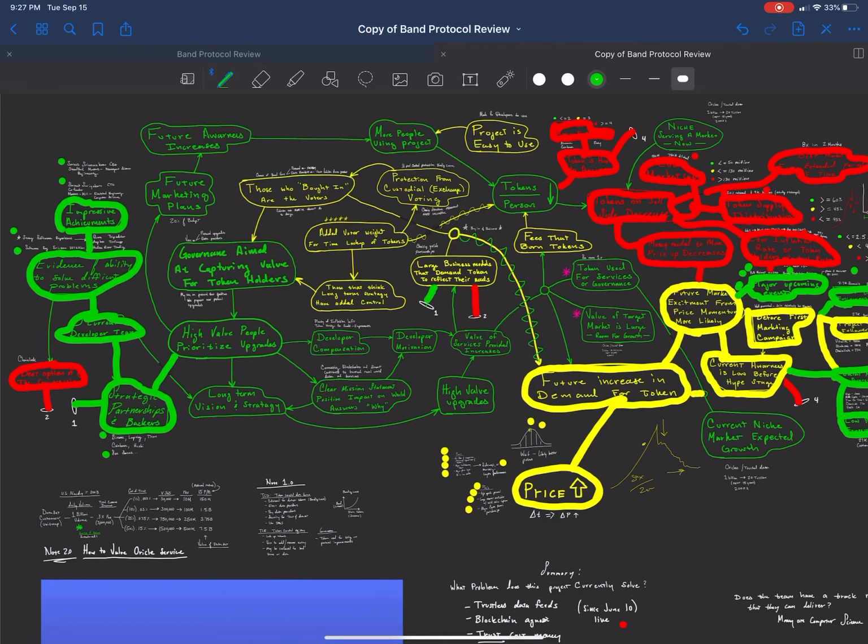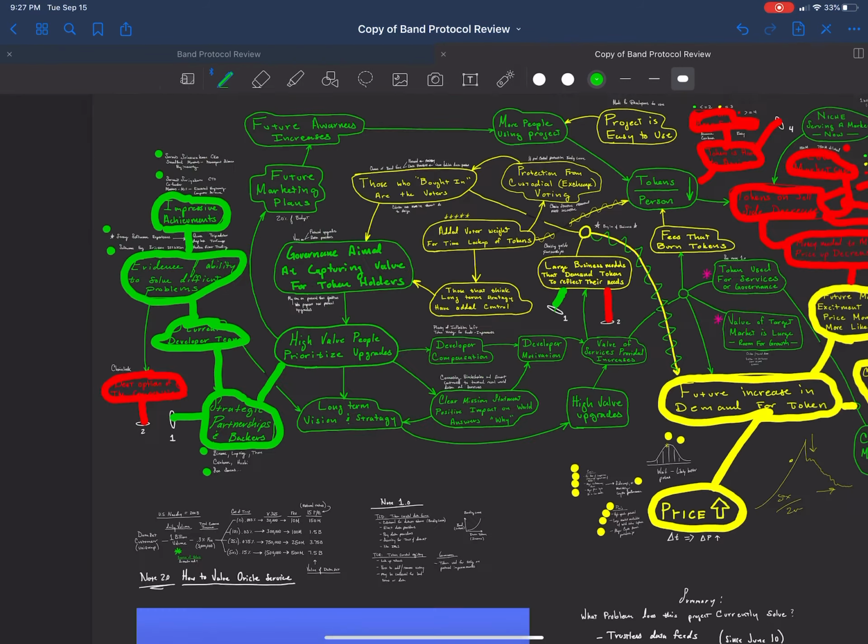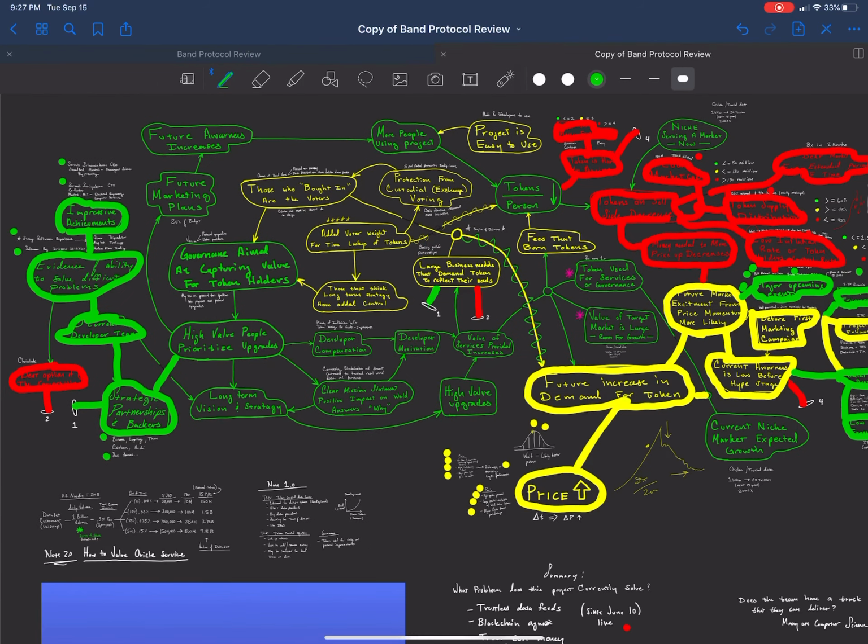Once again, I'm just going to wait for a good price entry. That's my take on this project. I'm waiting for a good price entry, so I'm just going to wait. And if it takes off suddenly, so what? There's plenty of other projects to invest in. So I'm going to be patient.